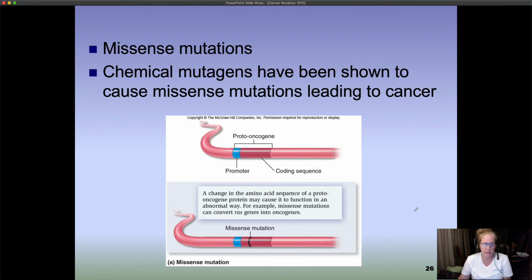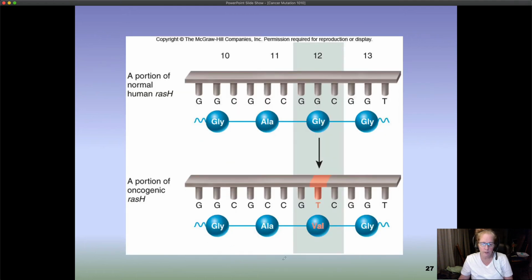Missense mutations and chemical mutagens are usually what lead to these types of mutations in cancer. And again, in a proto-oncogene, many times those mutations are either in the gene itself, or a lot of times they're in the promoter region or the regulatory region of it. Here's just another visual of that change. So this G got changed to a T, and we went from a glycine to a valine. So this is another missense mutation.